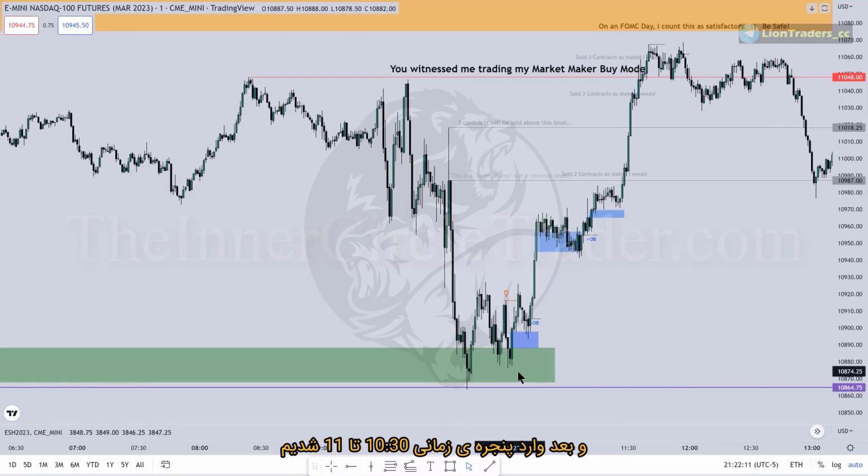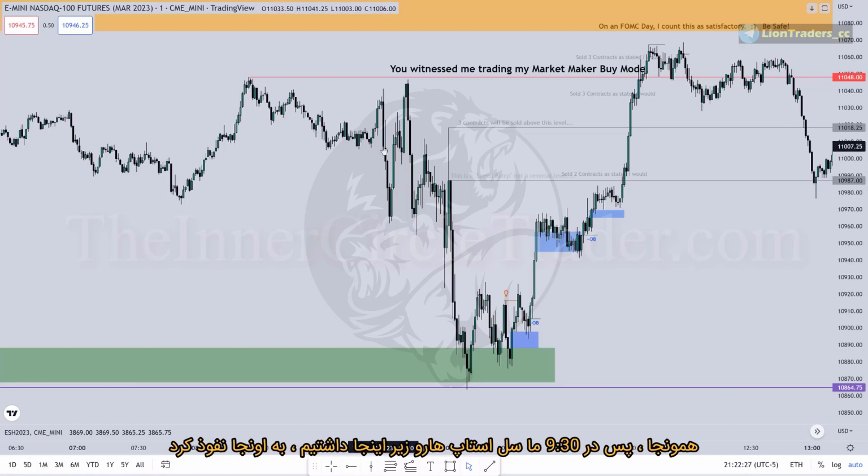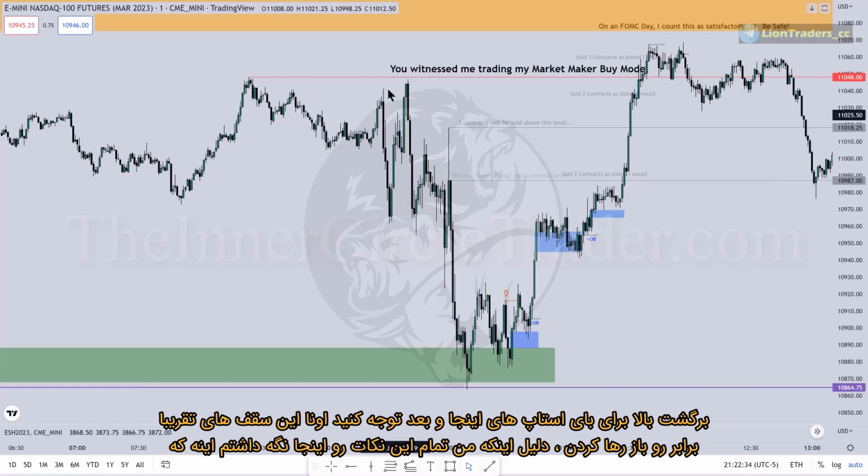And then we entered into the 10:30 to 11 o'clock time window. And we dropped down initially right at the 9:30 opening. Where are we at here? 9:30. Right there. So at 9:30, we had sell stops below here. It tagged those, came back up for the buy side, buy stops here. And then notice they left these relative equal highs open.